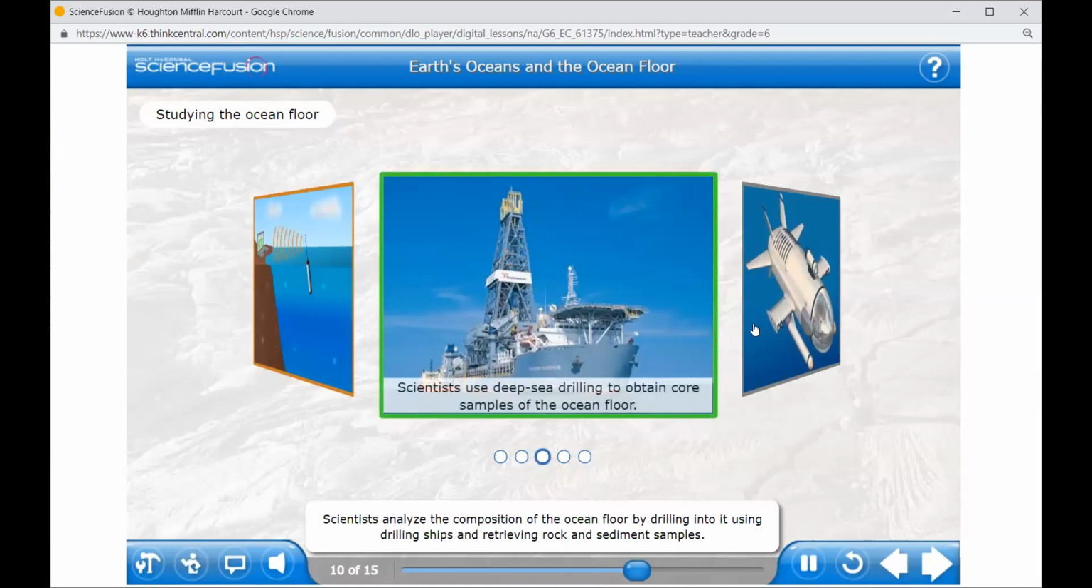Scientists analyze the composition of the ocean floor by drilling into it using drilling ships and retrieving rock and sediment samples. They analyze these samples in laboratories.